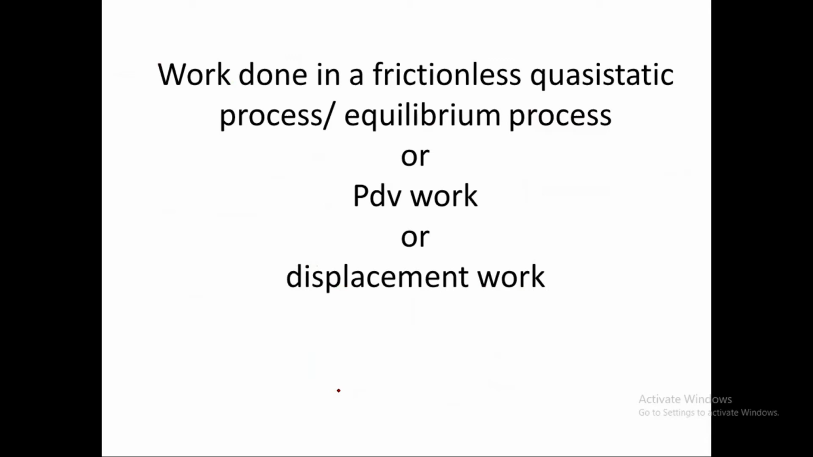Next topic: work done in a frictionless quasi-static process, or an equilibrium process. Actually, it is a reversible process. Another name for a quasi-static process is reversible. Quasi-static means infinite slowness in achieving the equilibrium state. You can give this the heading PDV work. PDV work is calculated only for a quasi-static process. Another name for that is displacement work.